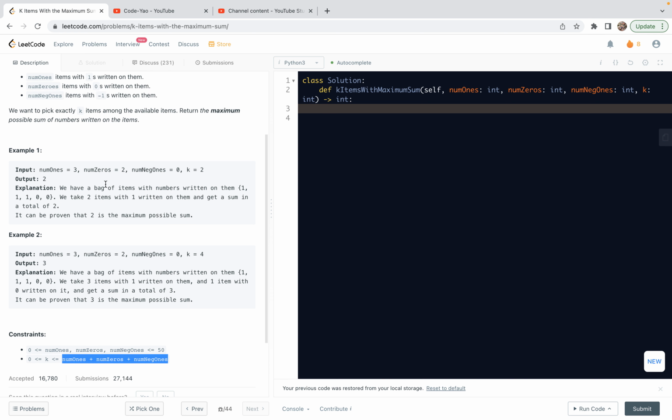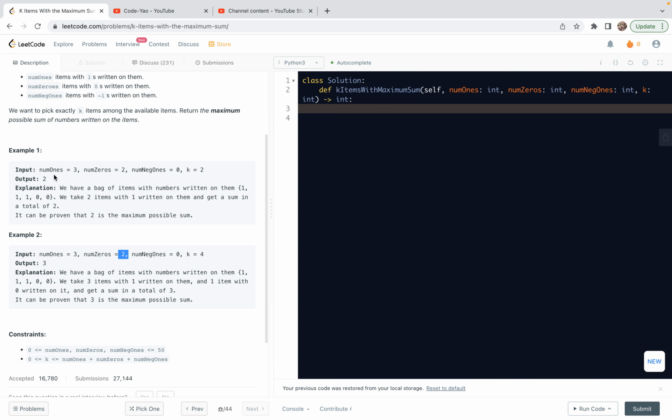So in example 1, we have num1s 3, num0s 2, and numNegOnes is zero. So k equals 2, right? So in this case, we'd better pick ones as long as it's possible, right? So we pick two ones, so we get 2. And in example 2, everything remains the same, but k equals 4. So in this case, we can pick the first 3 ones to get a sum 3, and then we pick a 0. So we can pick 1 zero, right?